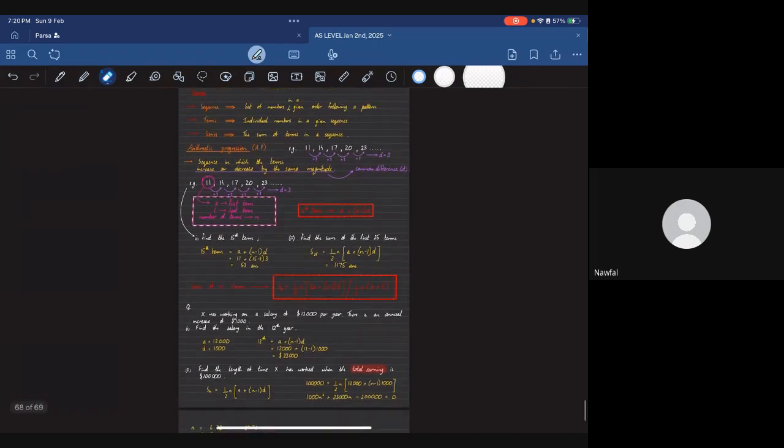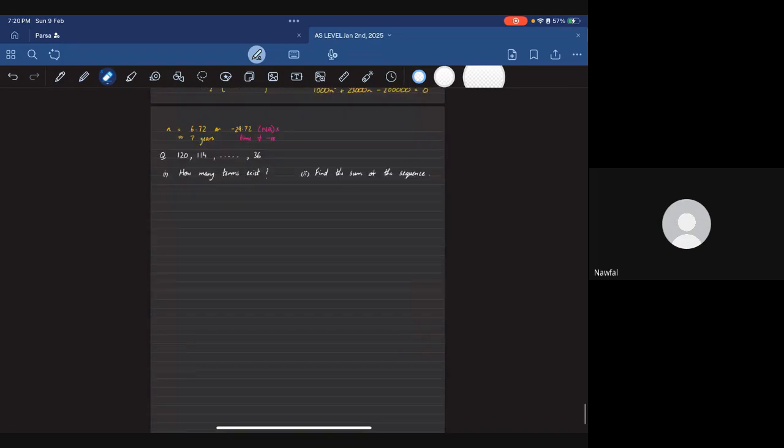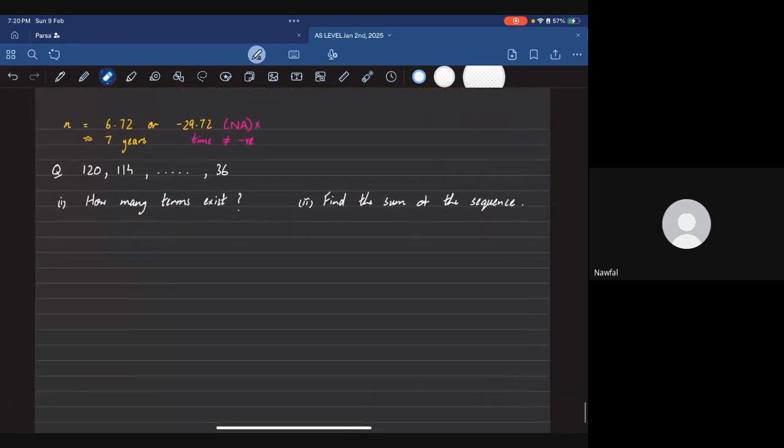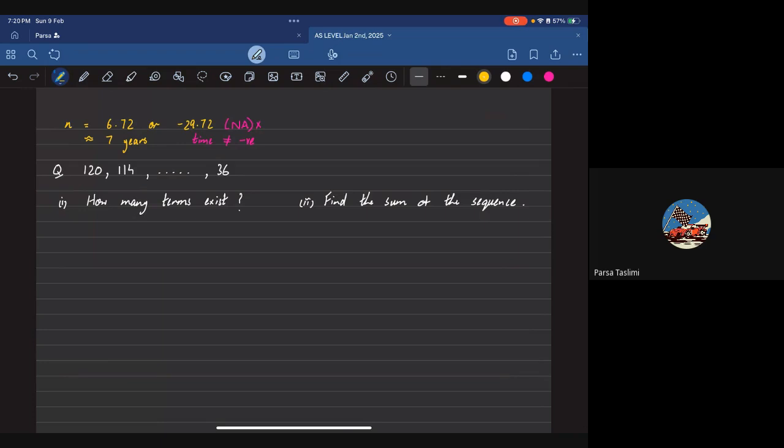All right, Naufal. Okay. Parsa, we did this question yesterday. Yes, we did. I have not written down the answers. I think you told me, and I think I told you that they were correct as well.